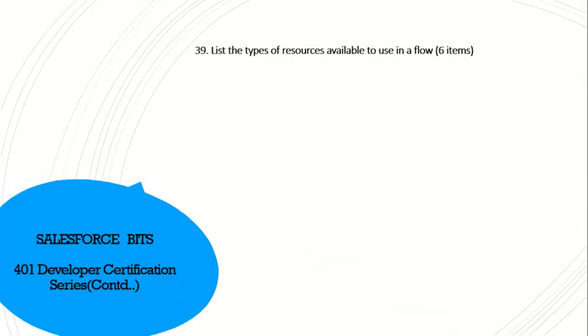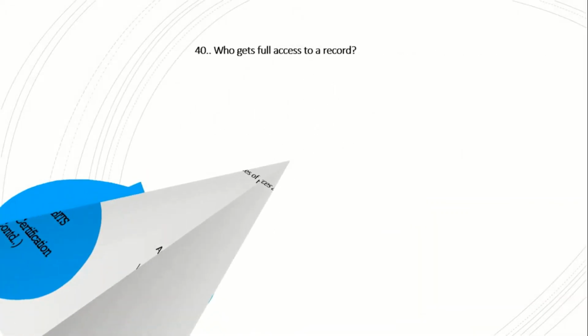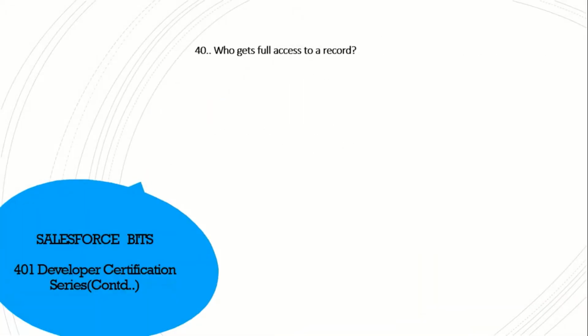List the types of resources available for use in the flow. These are the types of resources available in the flow: variable, constant, formula, text template, choice, and dynamic choice.